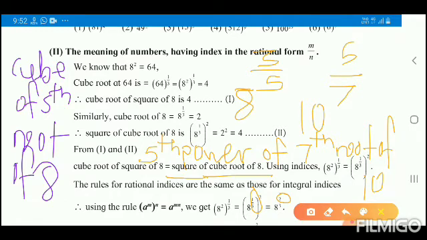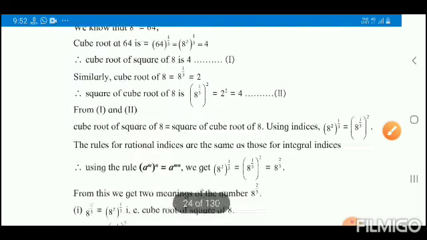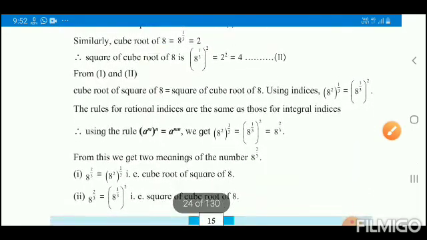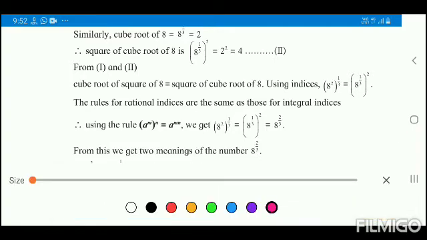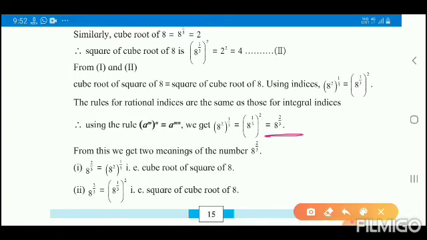Now we will see whatever points are given in your book. Now look here, they have given the formula a raised to m raised to n is equal to a raised to m into n. So here they converted this example as 8 raised to 2 upon 3. So you can write here cube root of square of 8 or square of cube root of 8. Both ways you can write this.